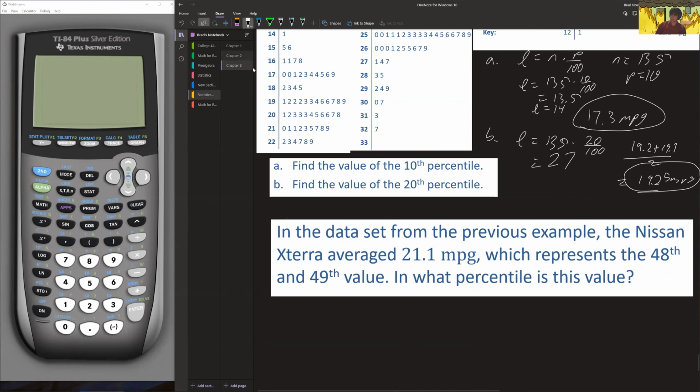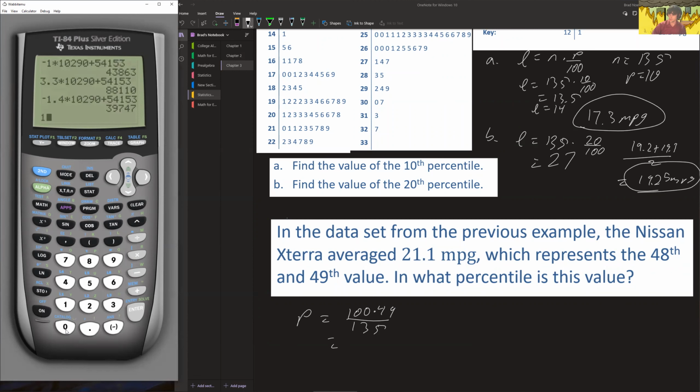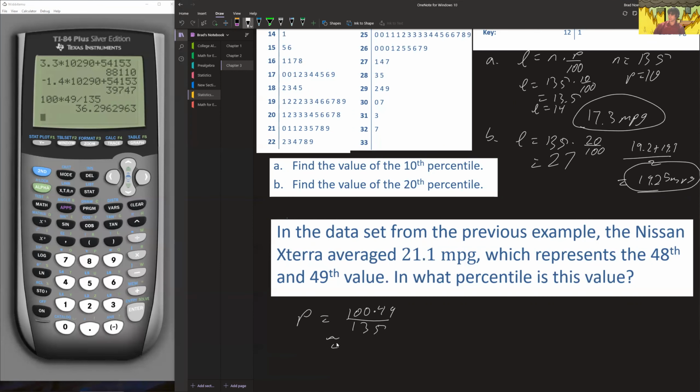So my P equals 100 times L, in this case 49 over 135. So I'm going to take 100 times 49 divided by 135. And I'm going to round this to the nearest one here. I find this is approximately 36.3%, but I want to round that to the nearest percentile here. So this is going to be the 36th percentile.